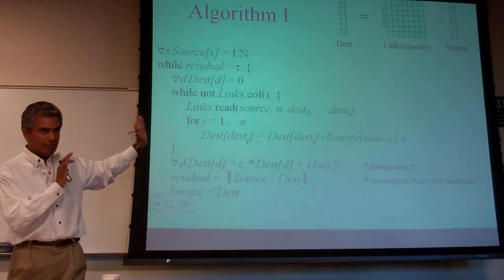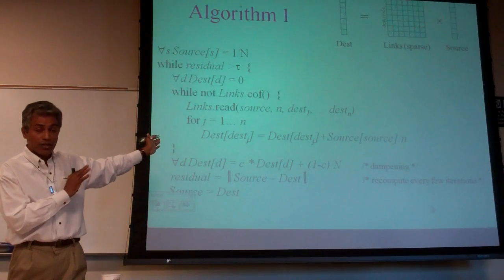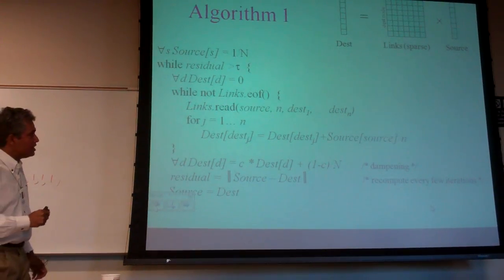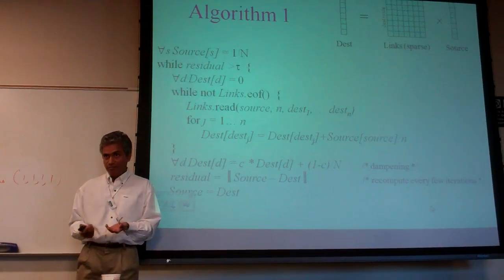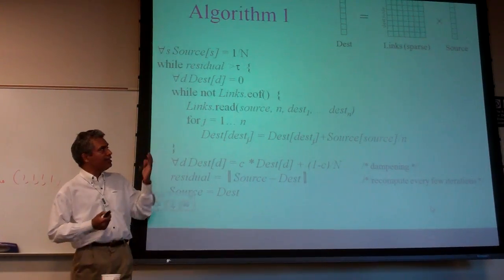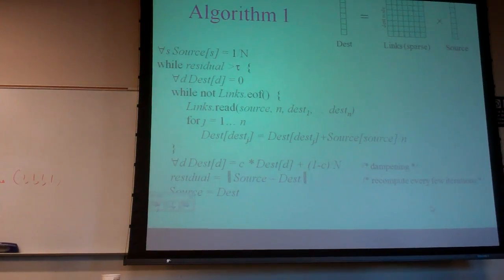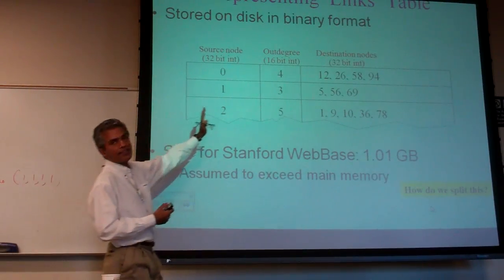This is a simple idea that you can do on a single CPU. My question now is, if I have many CPUs, how can I distribute this computation on many CPUs? The first question for MapReduce is, how do I split this matrix?